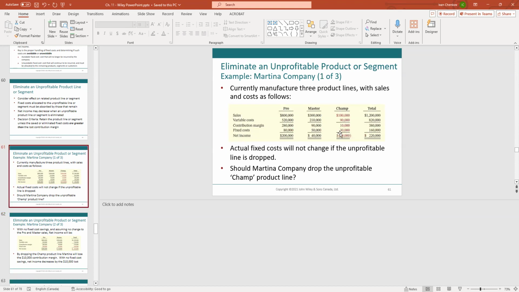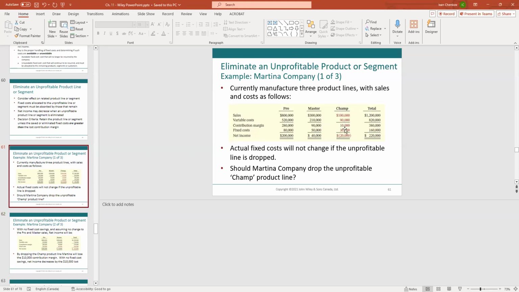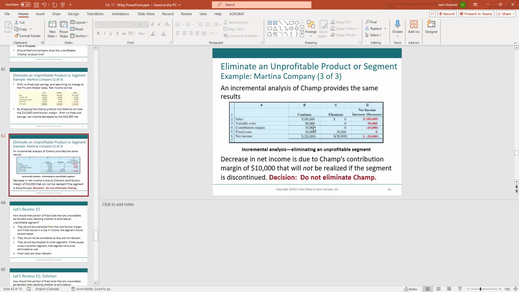Those $30,000 that you're seeing here as a fixed cost, you're not gonna save it, but you're gonna lose $10,000 contribution margin. That contribution margin directly hits your operating income. So be careful. If we're not saving on the fixed cost, we're gonna lose the entire contribution margin. If the company says that from the 30,000 fixed cost you can save 20, then it's a different story. So that will be the decision criteria here.